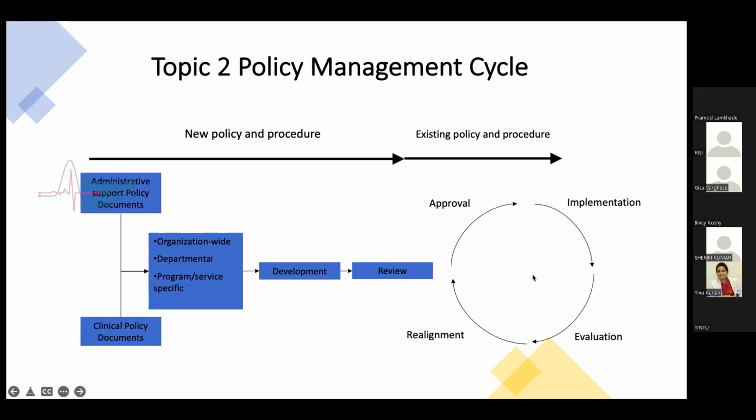Policies should be developed or authored by a party, reviewed by relevant stakeholders, approved by the authorities, implemented, and evaluated regularly. After evaluation, if you find something to be changed, realignment should happen. Then again, it should go through the review, approval, implementation, and so on. So it is also a continuous cycle of improvement, just like our PDSA Deming cycle.